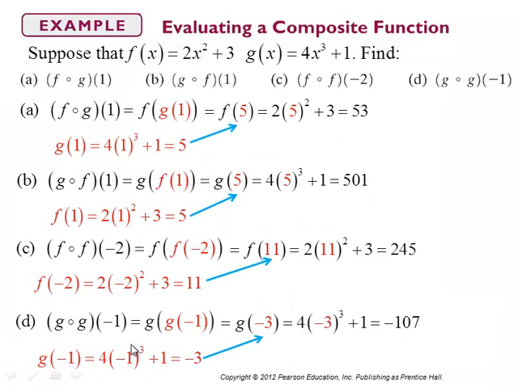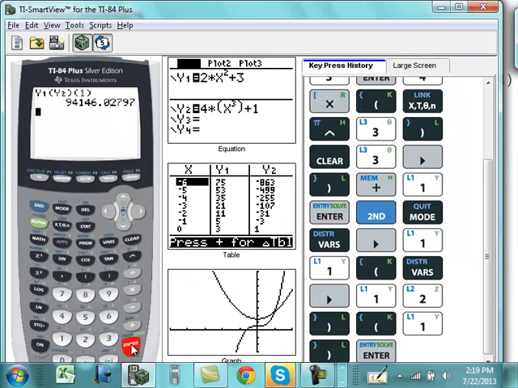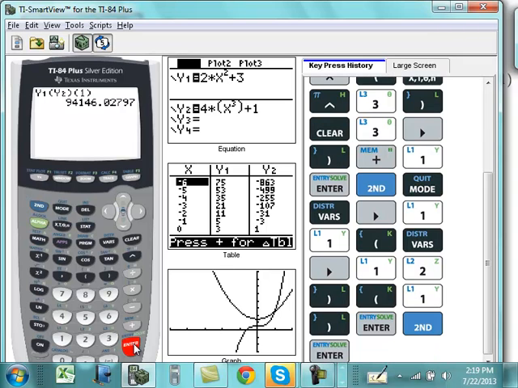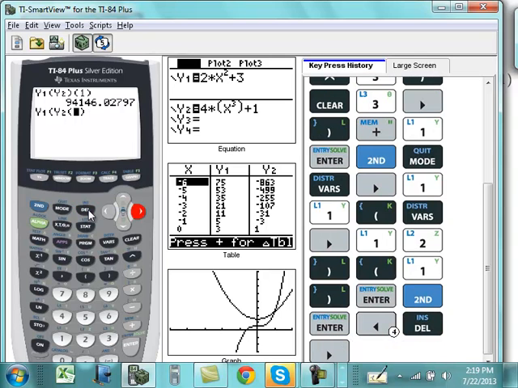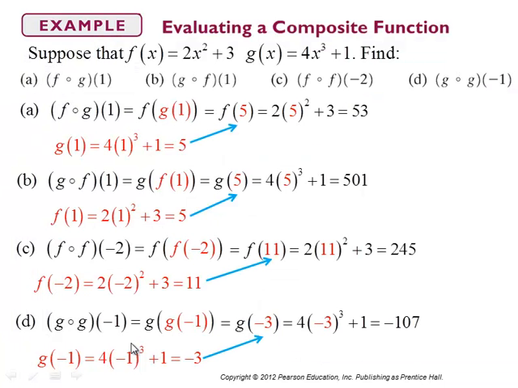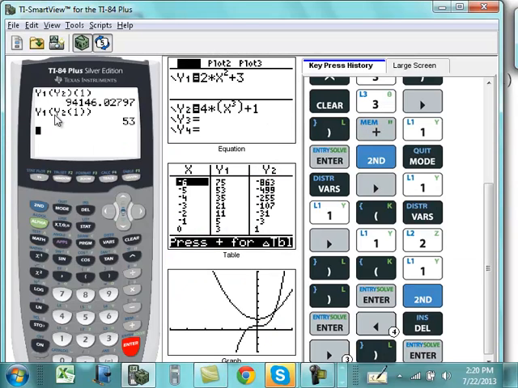That didn't work out. Actually, I know what I need to do. Let's try this again. Go back. I didn't do that right. I need to left arrow, and let's delete this guy right here. And then right arrow and put a closing parentheses there. And that gave us 53, which is exactly what we have here. So this right here shows us how to do your f of g of 1.